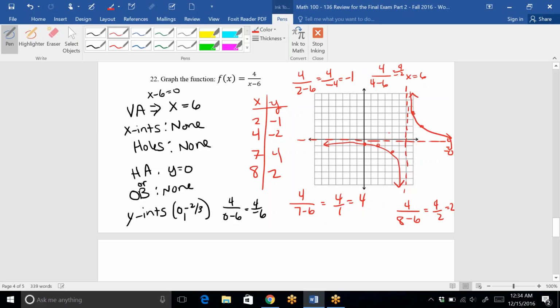So that is the graph of number 12, or 22, sorry.